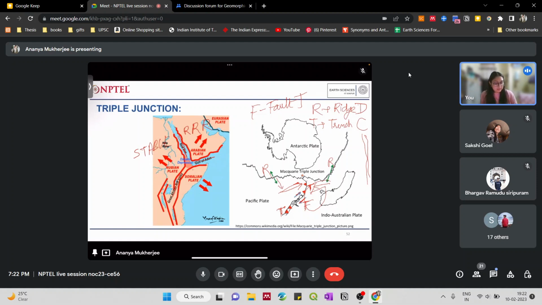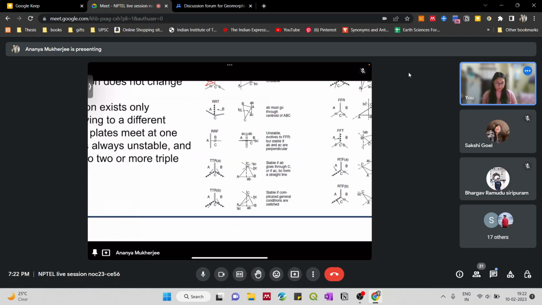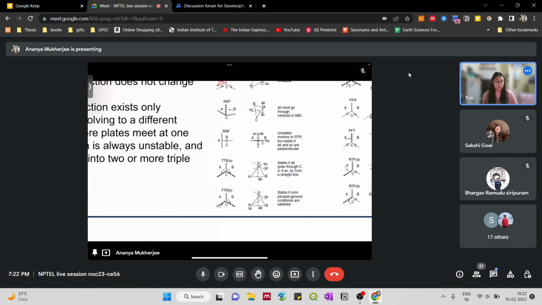So this is another example of a Macquarie triple junction. So if you have R T R, if you see any of the examples over here, you can see whether it's a stable triple junction or an unstable triple junction. Okay, so over here you have T T R A, T T R B. It will stay stable only if there is a condition which is met.